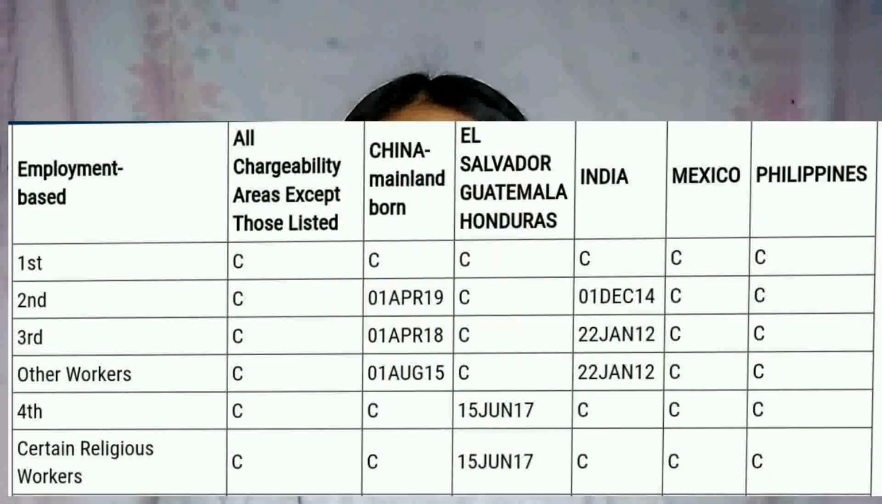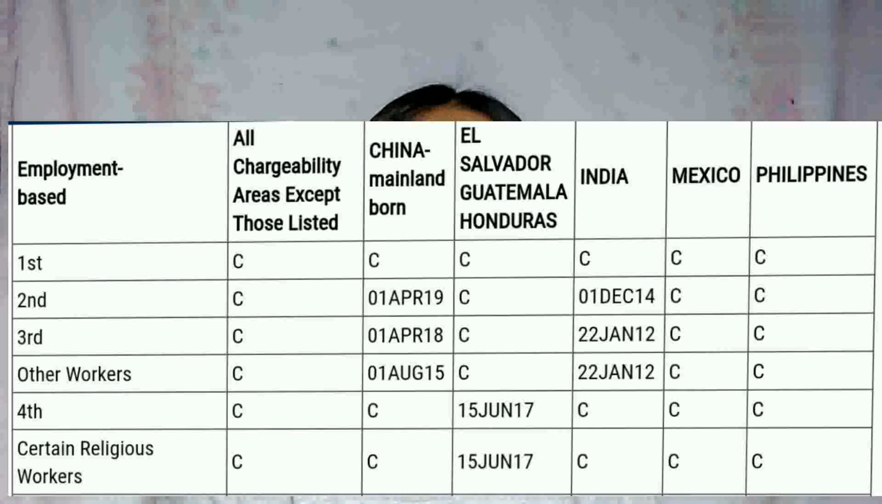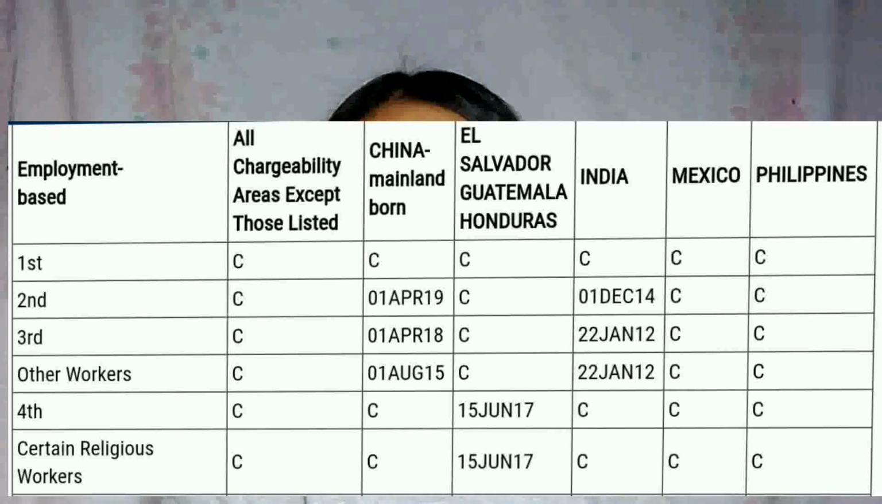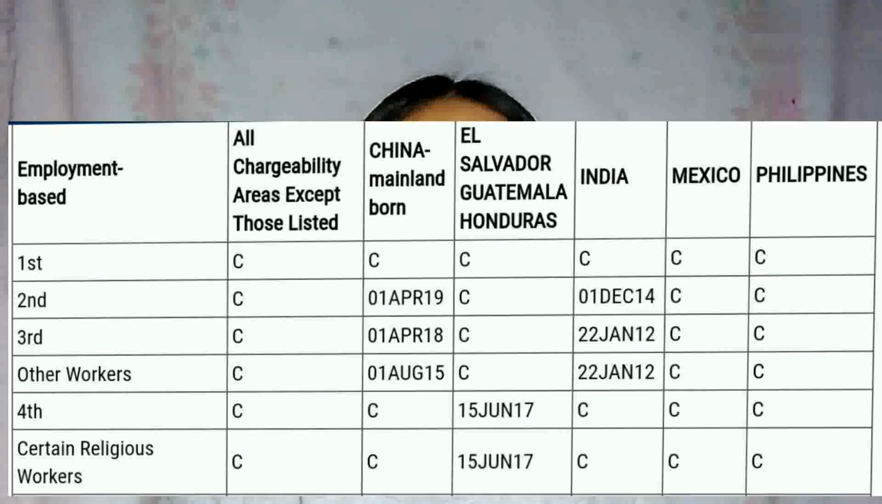For employment-based, first, all chargeability areas except those listed is current. China mainland born current. El Salvador, Guatemala, Honduras current, India current, Mexico current, and Philippines current. This is for the first preference, guys. The employment-based second preference, all chargeability areas except those listed is current. China mainland born is April 1, 2019. El Salvador, Guatemala, and Honduras is current. India is December 1, 2014, Philippines and Mexico is current.